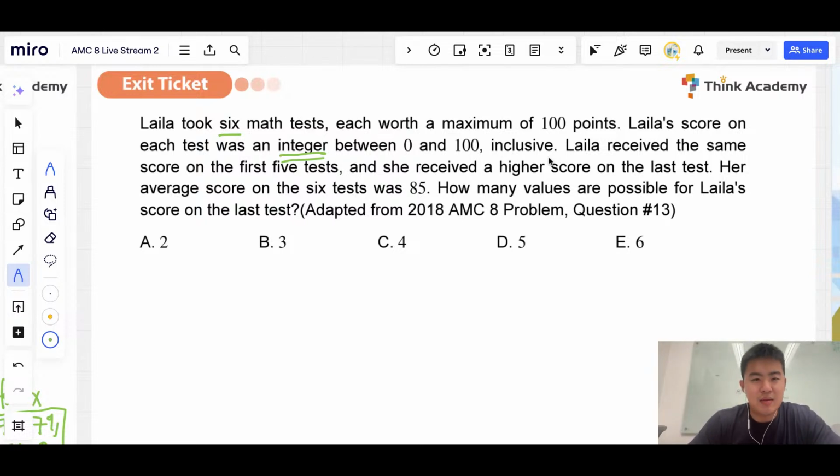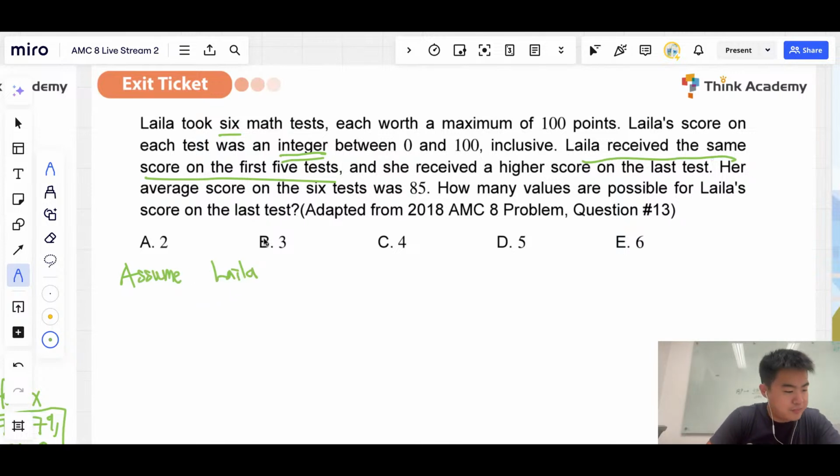Laila received the same score on the first 5 tests. Okay, that's rare. She received the same score on the first 5 tests. So just by this sentence, we can write, assume Laila gets x score. Okay, let me write it better.